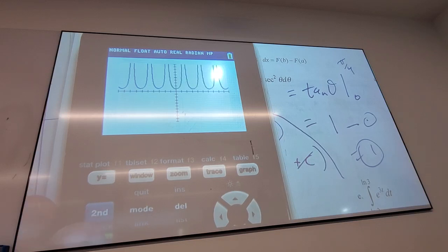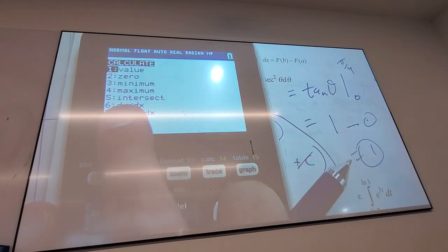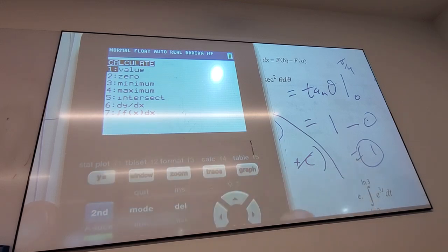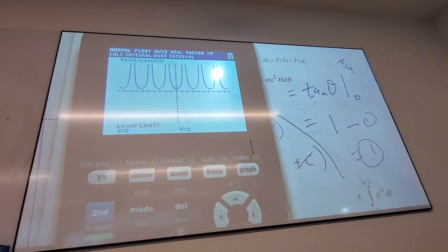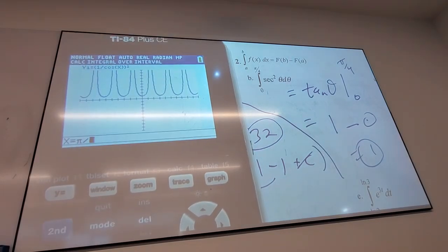Where do I go to try to do this integral in the calculator? Second trace, and then the thing that has the integral sign. Now that's totally looking like something we know. And the cool thing is here you can put in from, what was it again? It was from 0 to pi divided by 4. Look at that, guys. Gaze upon that. What are you saying?